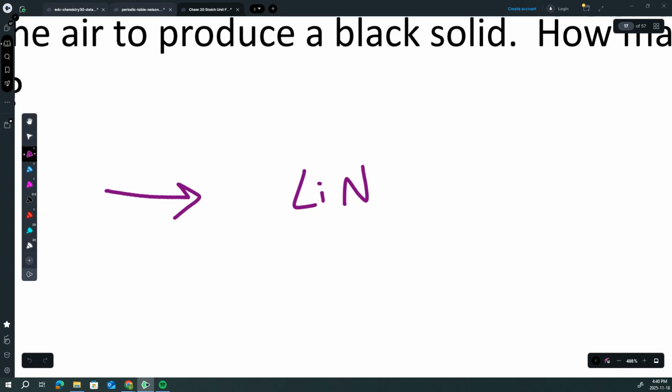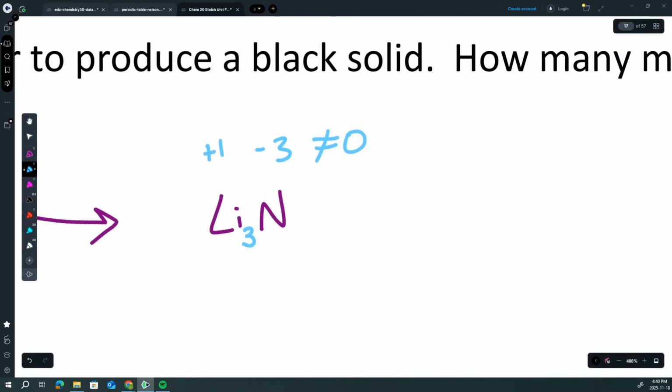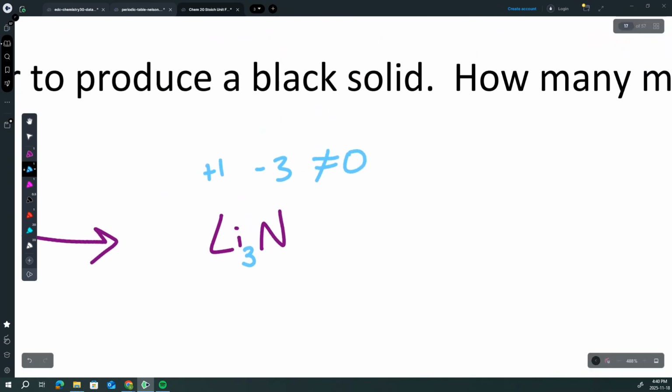So I'm going to write this above. So +1, -3. We know that that doesn't equal 0, so we've got to do crisscross applesauce. I'm going to write the 3 behind lithium here. I'm not going to write a 1 behind nitrogen because it's assumed if you're writing the symbol for an element, there's at least 1 of them there. If there's more than 1, then you have to write a subscript behind it.